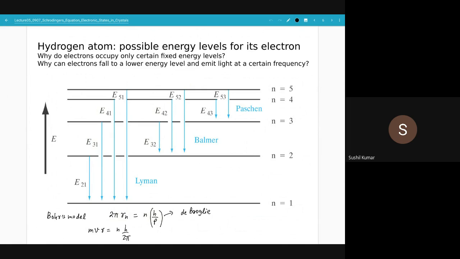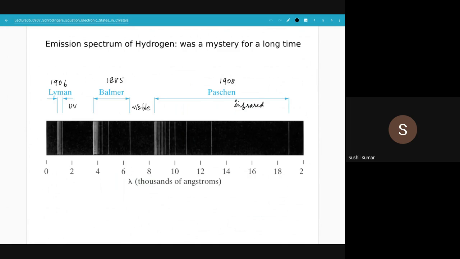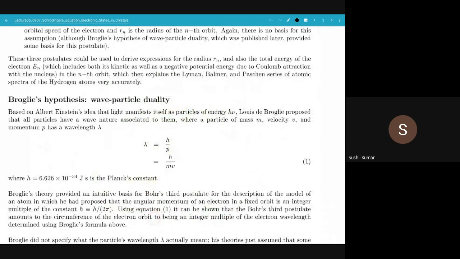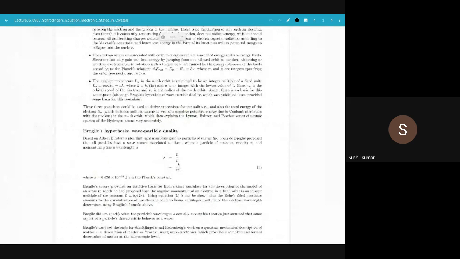It just kind of shows that this wavelength is somehow related to this particle, and each circumference is an integer multiple of this wavelength. But what is this wavelength? They did not know. So I guess coming from all that, we had Bohr's postulate, which found the energy levels. We don't know why those energy levels are discrete.